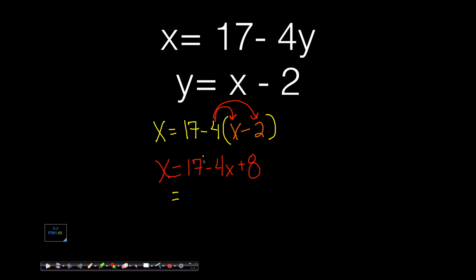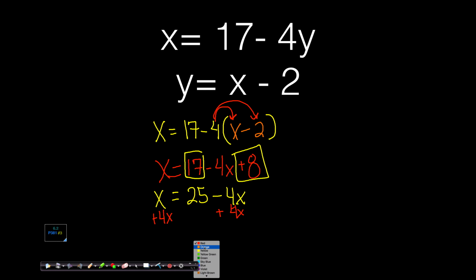So I have 17 and then 8, so that's going to give me a positive 25. These are like terms, minus 4x and then x equals. So then my next step would be to add 4x to both sides of the equation, giving me a new equation. My new equation I'm going to go ahead and write over here. My new equation is now 5x equals 25.